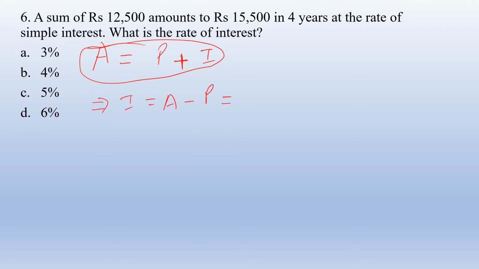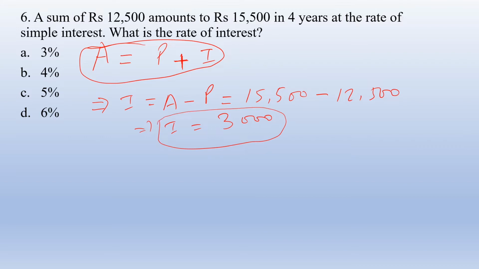So the amount is given 15,500 and the principal is given 12,500. So if we subtract this one, interest will be 3,000. So we got the interest here, interest to be 3,000, and we know the formula of finding rate of interest.